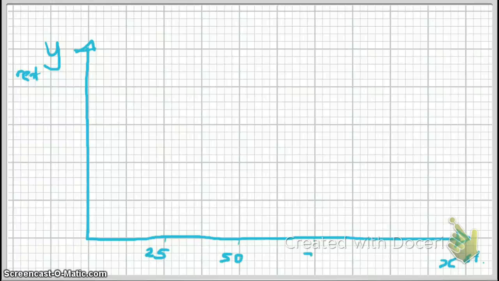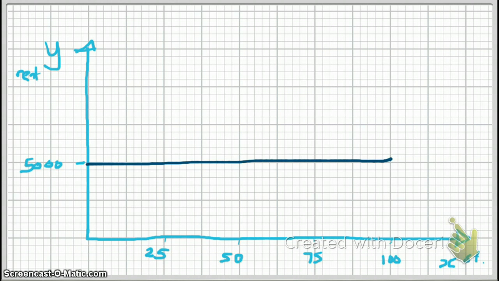It would be a straight horizontal line where the intercept is at your fixed cost. So the graph would intercept at fixed cost, which is 5,000, and it would just be a straight horizontal line. The cost for 0 students would be 5,000. So would the cost be 100? For 100 students, it would also be 5,000.